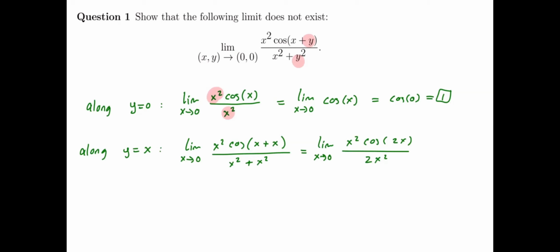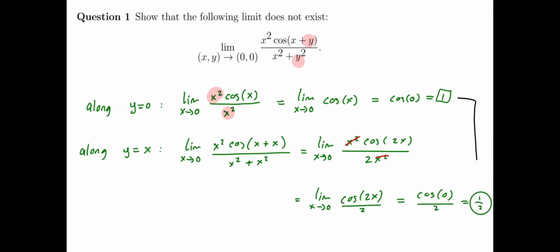Now here, again, we can see that we can simplify. x squared will cancel out. So this will leave us with the limit as x approaches 0 of cosine of 2x over 2. And now we can substitute 0 for x. This will be cosine of 2 times 0 over 2. Cosine of 0 is 1, so this limit is 1/2. So along this path, we got 1/2.